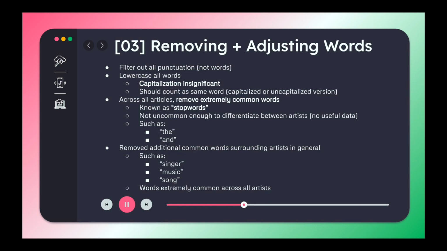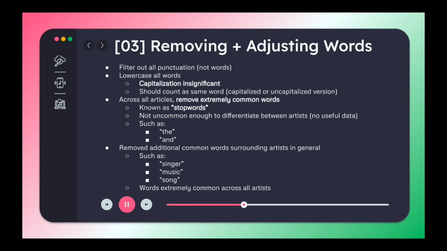Step 3, removing and adjusting words. Since we're only concerned with words, we made sure to remove all punctuation from each artist's word bank, and then we converted all words to lowercase so that capitalization would not matter. We also removed a list of extremely common words from all artists' word banks, such as the, and, she, I, etc., that are too common to provide any useful information. These words are also just so common that they won't really differentiate in use between artists.